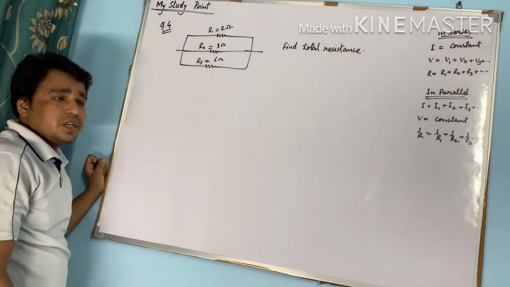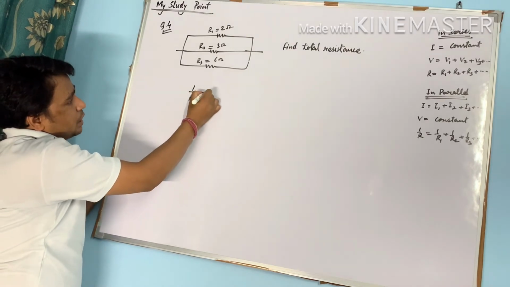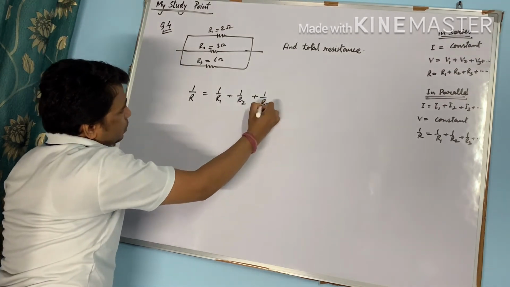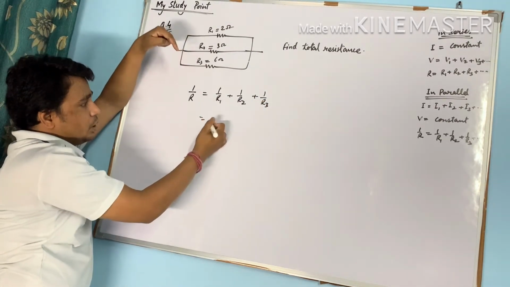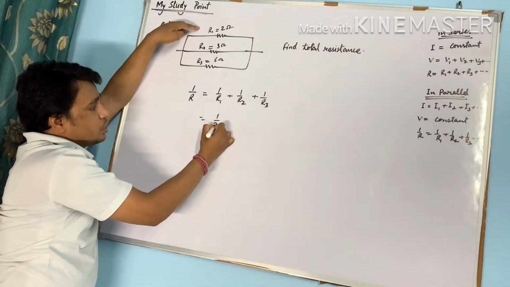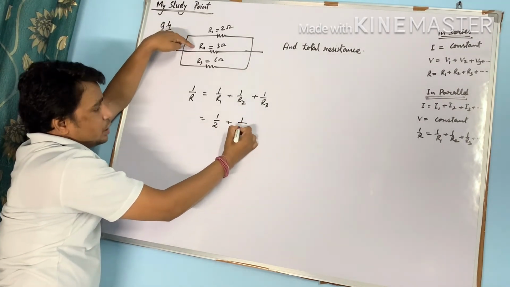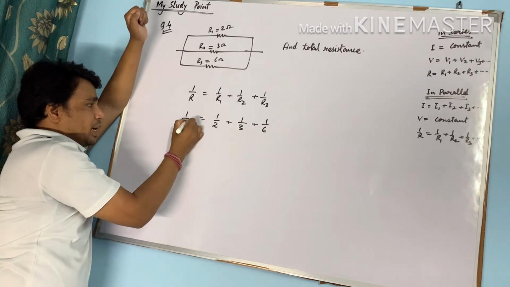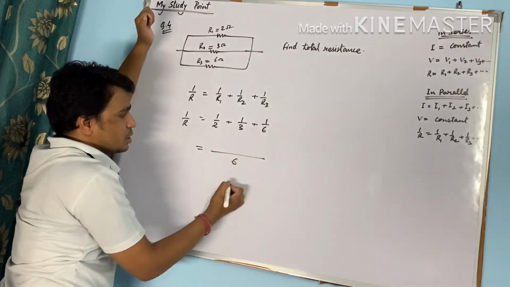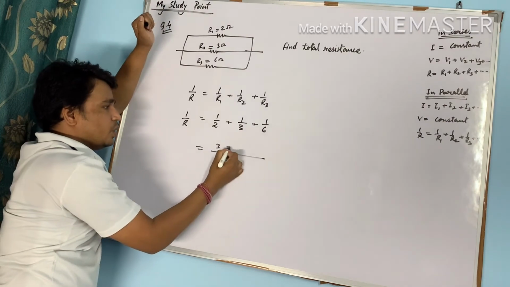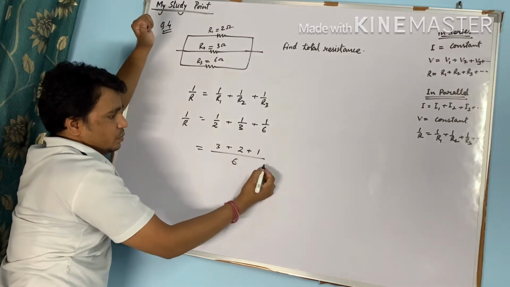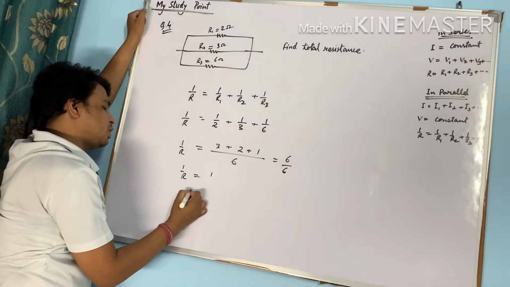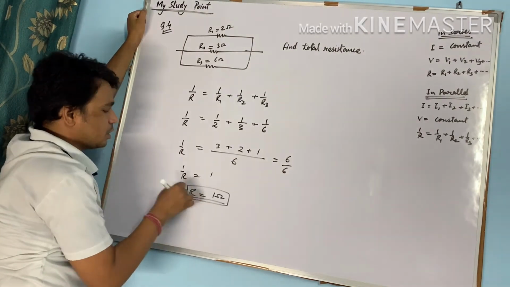To calculate total resistance in a parallel combination, we have to use the formula 1 by R is equal to 1 by R1 plus 1 by R2 plus 1 by R3. Okay, now put all these values in this formula. So 1 by R is how much? 1 by 2 plus 1 by R2, that is 3 ohm, plus 1 by R3 is how much? 6 ohm. So take LCM. LCM will be what? 6. Okay, so this will come out to be 3 plus 2 plus 1. This is 6 by 6. So 1 by R is how much? 1. So R will be how much? 1 ohm is the total resistance.